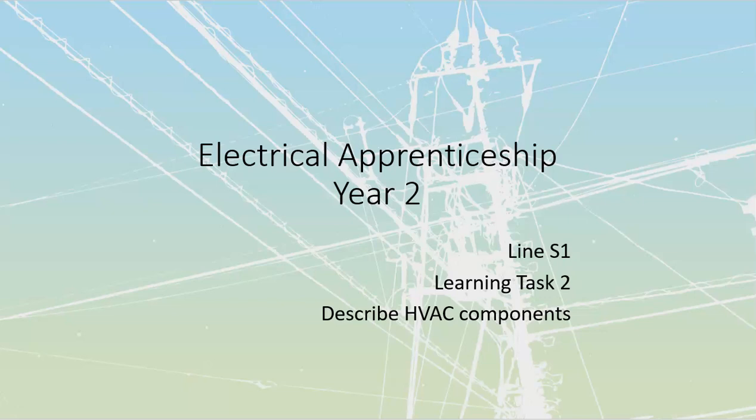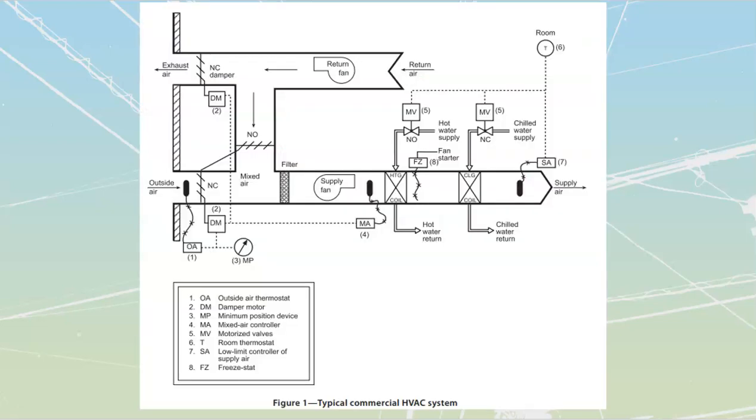All right, line S1, we're taking a look at learning task number 2, where we're going to start to describe some of our HVAC components. And really what we're looking at inside of this one is going to be a commercial HVAC type of system. There are two main forms of commercial HVAC systems. One of them is going to be built into the actual building itself. The other one is what we commonly refer to as rooftop units.